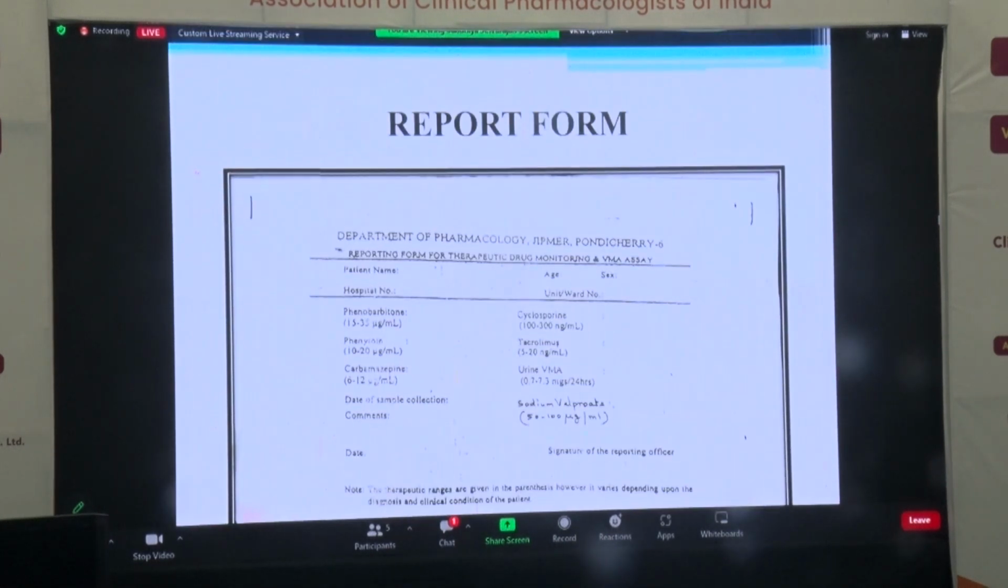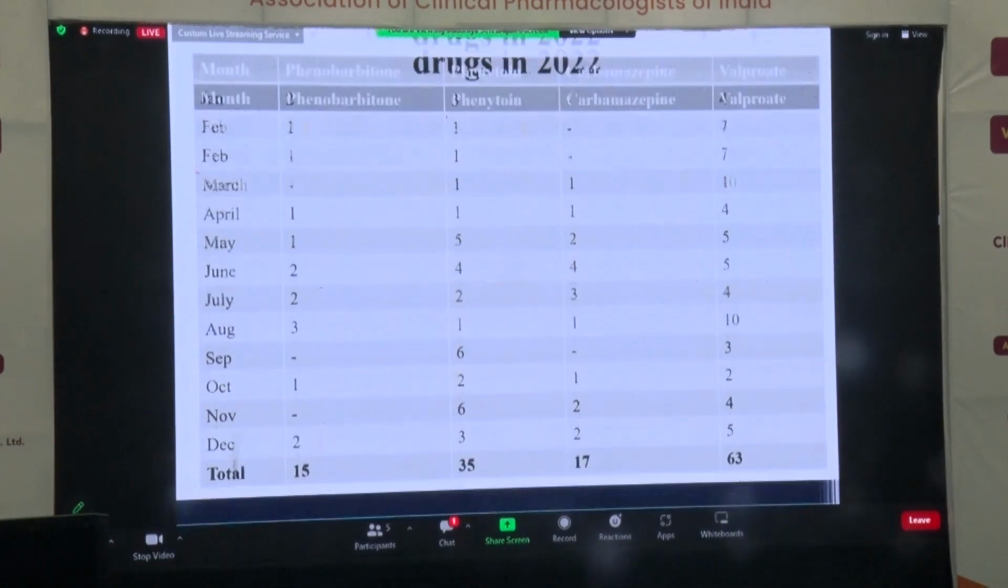So this is the report form. Once the results are ready, the report will be given in this report form with the standard normal range. Here the values I find from the analysis will be given. The therapeutic ranges are also mentioned at the end, in parentheses. However, it varies depending upon the diagnosis and clinical condition of the patient. So the clinician has to correlate the concentration with the clinical condition of the patient.